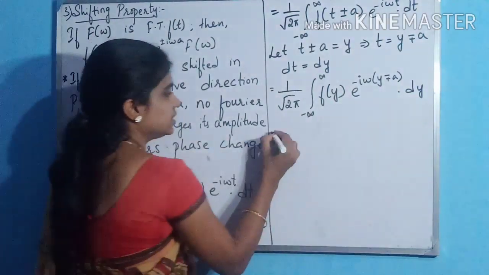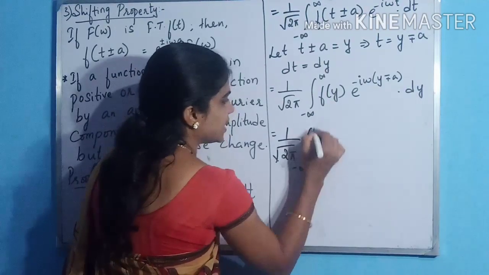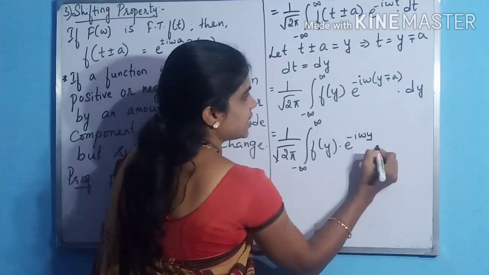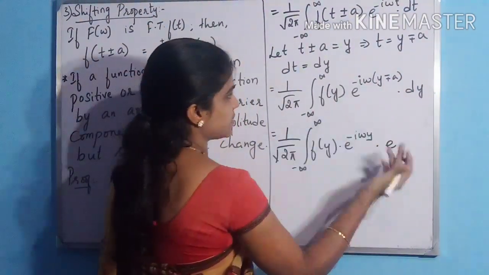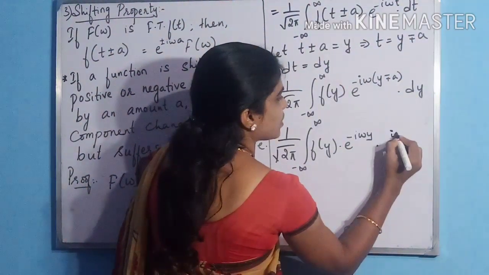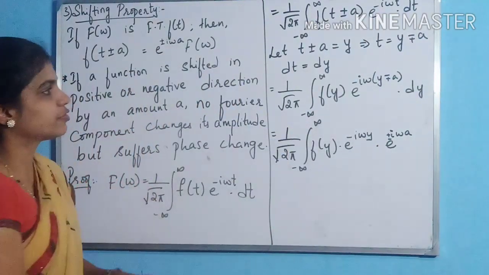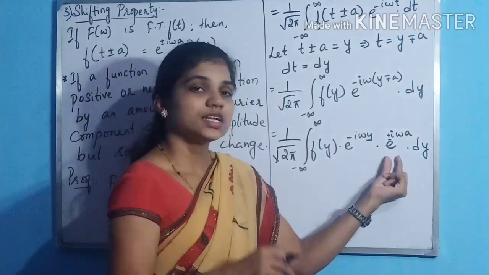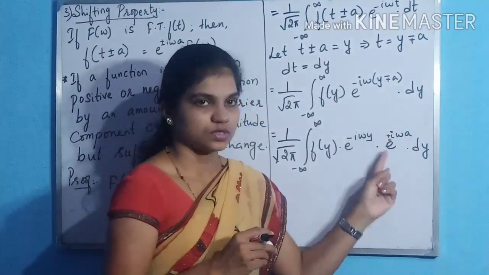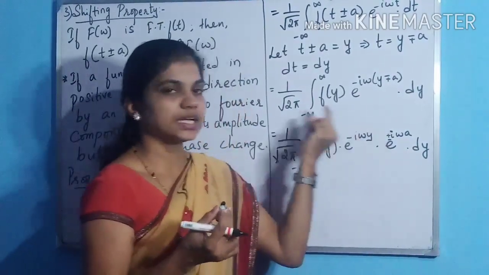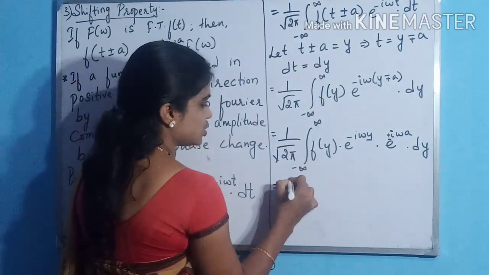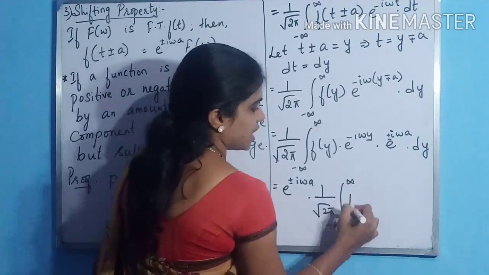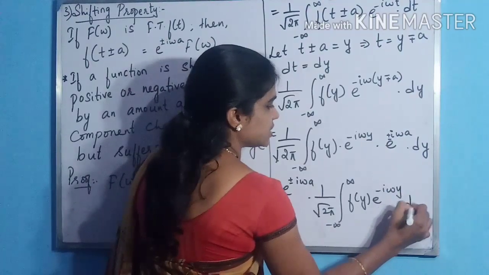Now what I can do here is split it up. So I have the integral from minus infinity to plus infinity of f of y e raised to minus i omega y, into e raised to, minus of minus becomes plus, so plus or minus i omega a, into dy. Minus of minus becomes plus, minus of plus becomes minus. Now since a is a constant, this whole part becomes a constant because we have nothing with respect to y here. So this part I can take outside. So this is equal to e raised to plus or minus i omega a into 1 by root 2 pi, integration from minus infinity to plus infinity of f of y e raised to minus i omega y into dy.